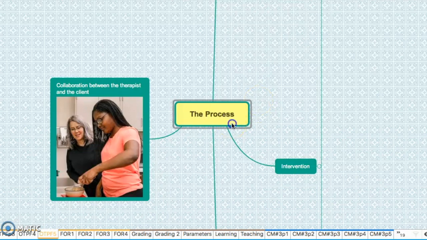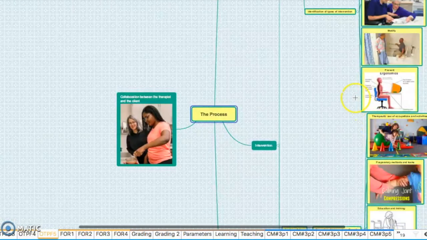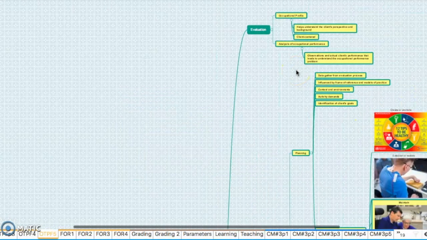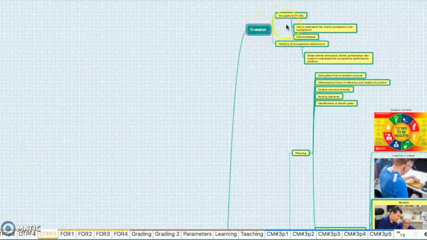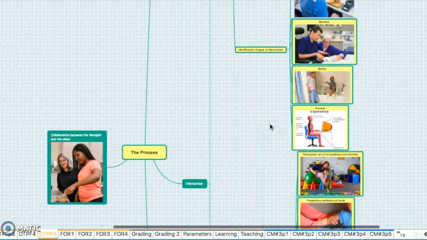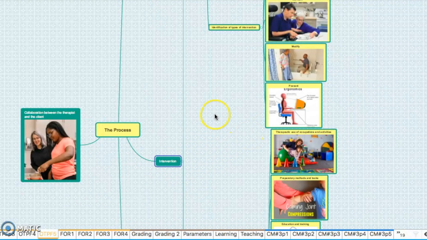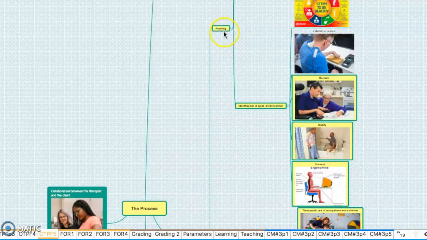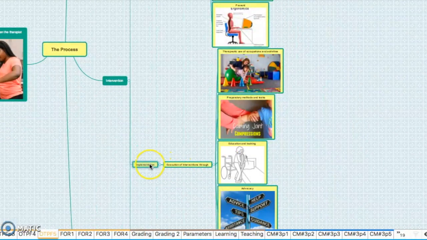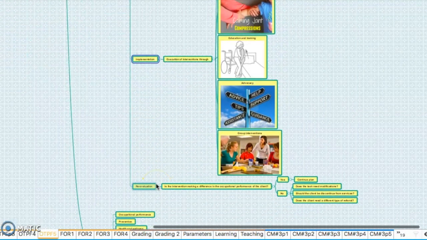Last but not least, we have the process and what is involved in the process, which is the evaluation. The category that we do in evaluation is occupational profile and analysis of occupational performance. The next step in the process, we have the intervention and what is required to have in the intervention, which is planning, implementation, and reevaluation.